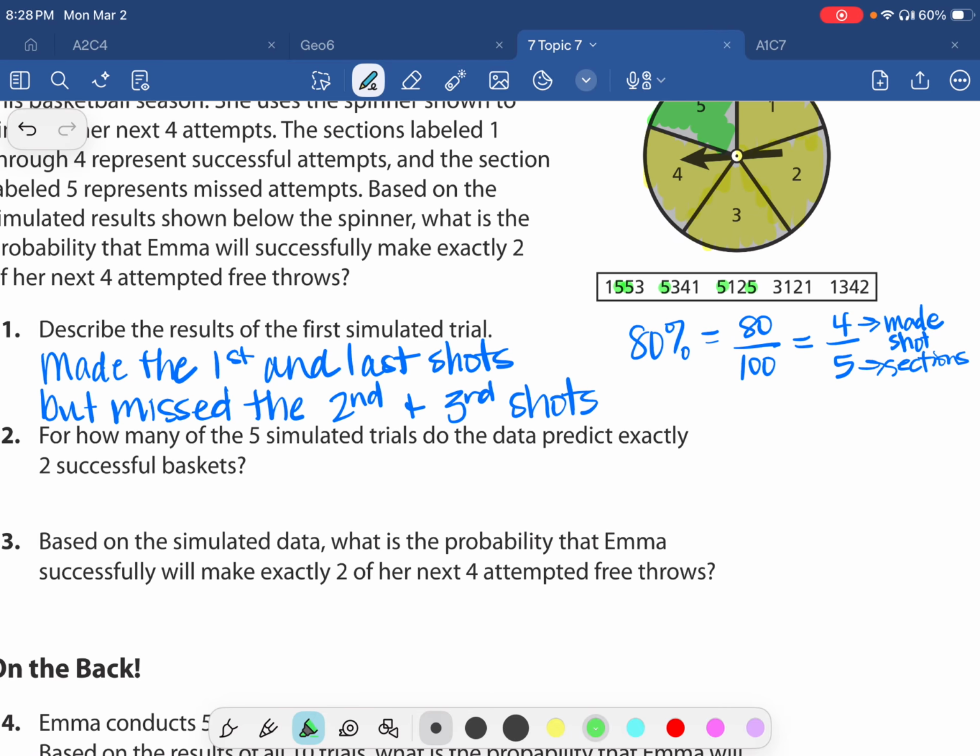Okay, in this scenario, for how many of these trials do the data predict exactly 2 successful baskets? If she had exactly 2 successful baskets, that means she's going to have 2 unsuccessful baskets. So that's also a way we could look at this to figure out how many there were. Out of all of these, the 2 that show 2 unsuccessful baskets would be this first trial and the third trial. So the answer is that she would have 2 successful baskets on 2 of the trials.